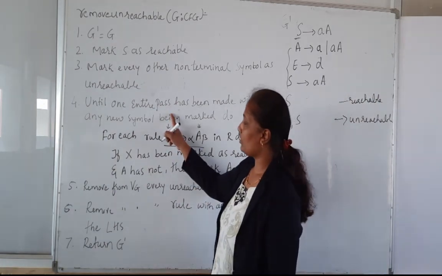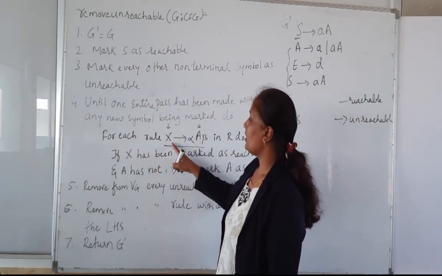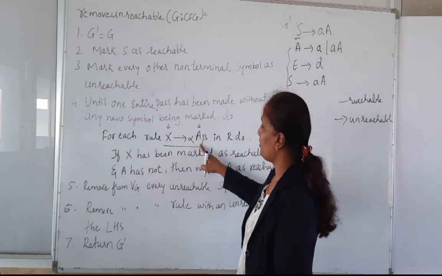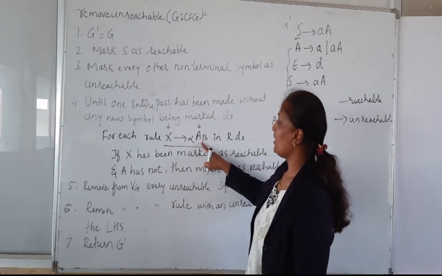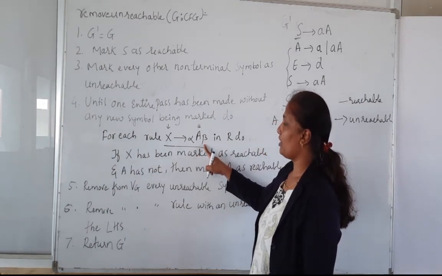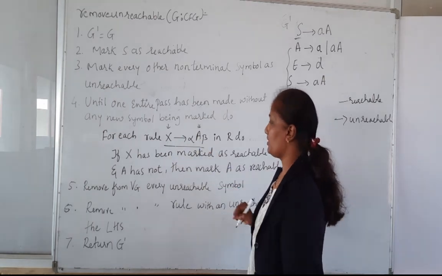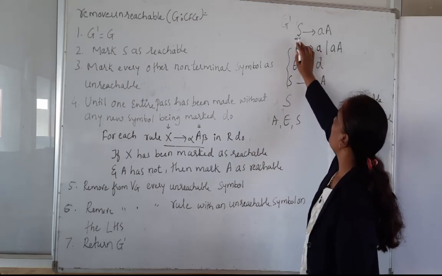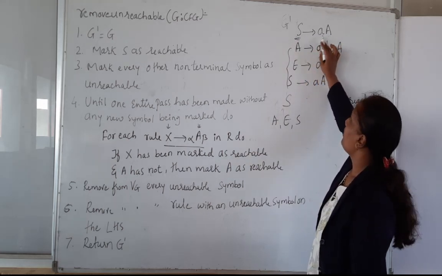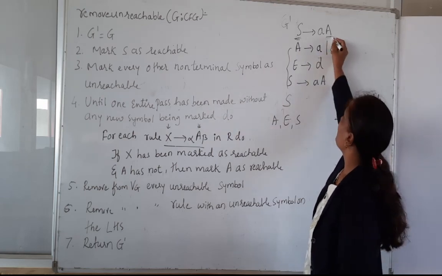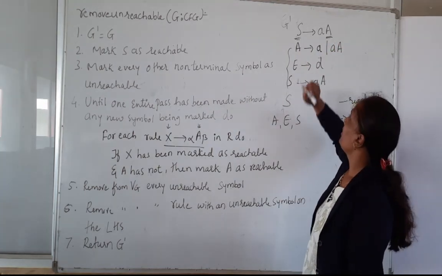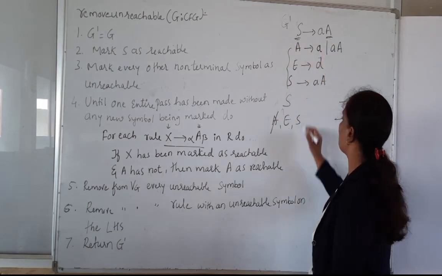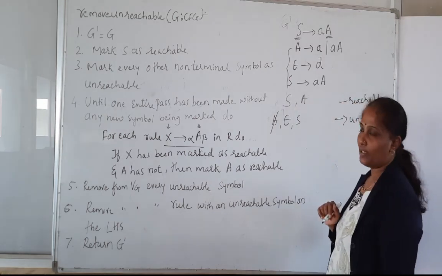Next, according to the fourth step, whatever symbol I marked as reachable, I should check the production of that. If it is producing any other symbols which are there in the grammar, then I am going to mark those as reachable symbols. So I will check the S production here. S produces what? A. So according to the fourth step, A is a symbol that I got. So I will mark A as reachable, remove it from the unreachable list, and make an entry of this in the reachable list.